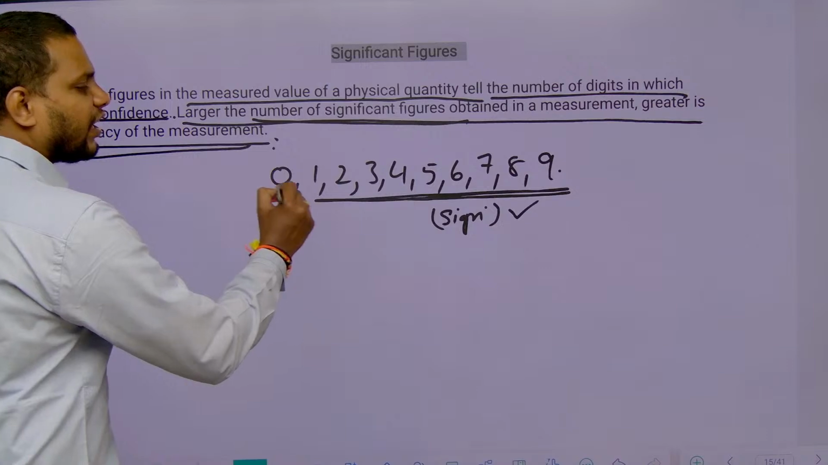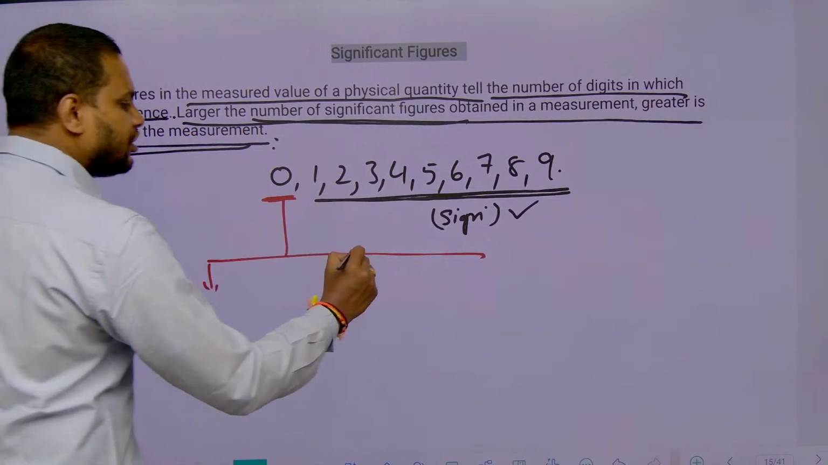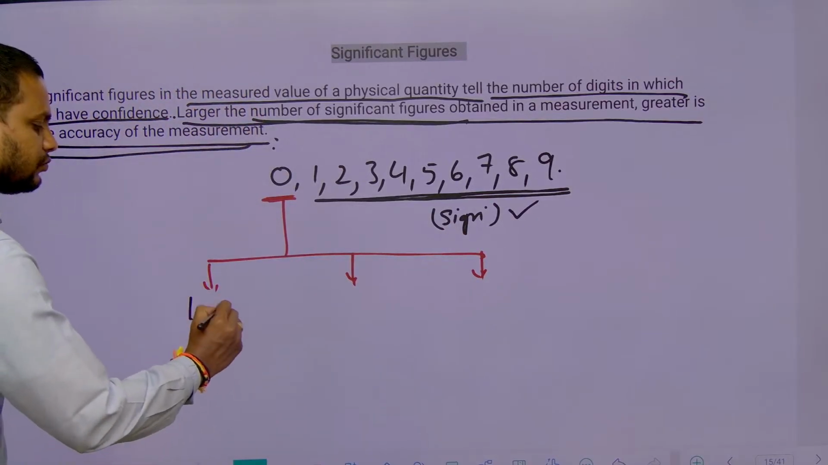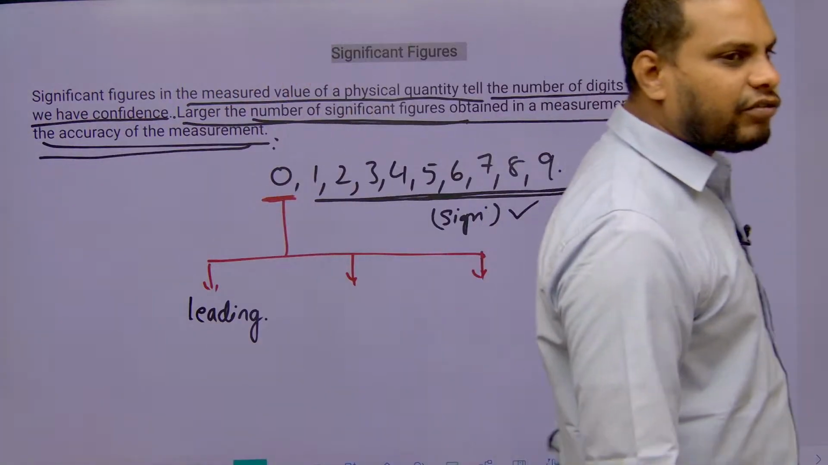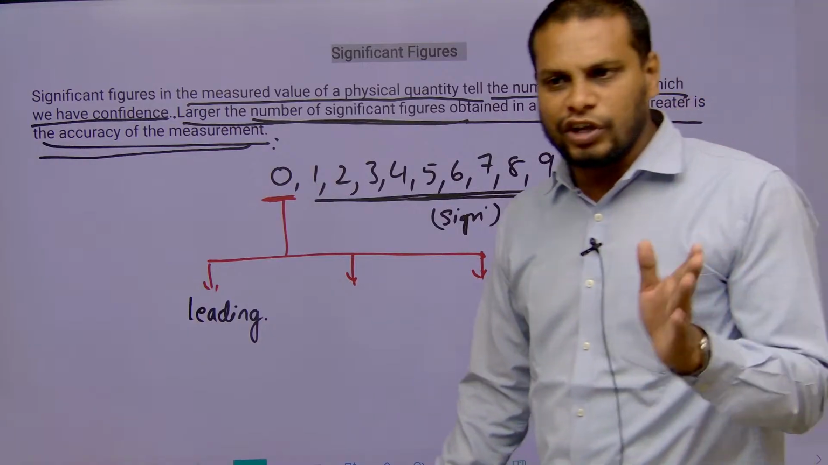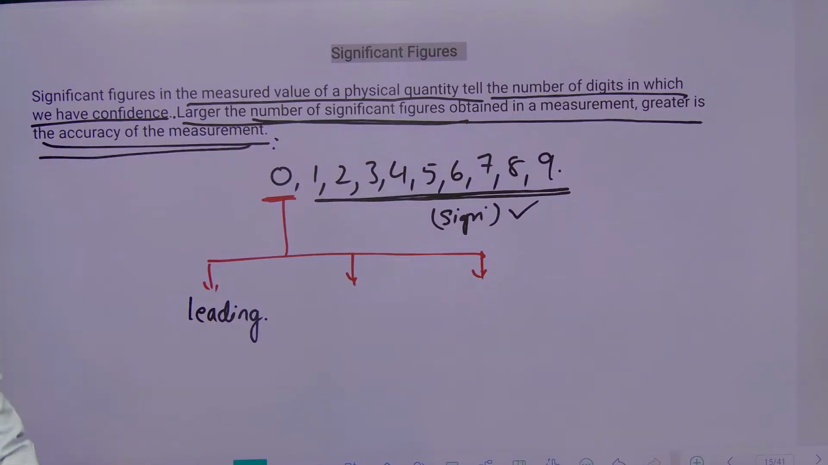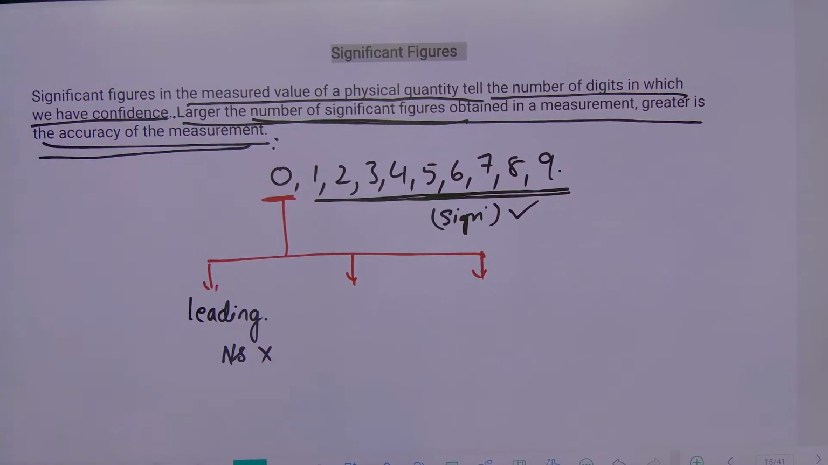Then 0 is there, right? In 0 we have 3 conditions. In that, the first condition is leading zeros. Leading zeros means the zeros are in front. If zeros are in front, they should not be counted. So therefore, leading zeros are non-significant. You cannot count them. Are you clear? When there are leading zeros, we cannot count them.